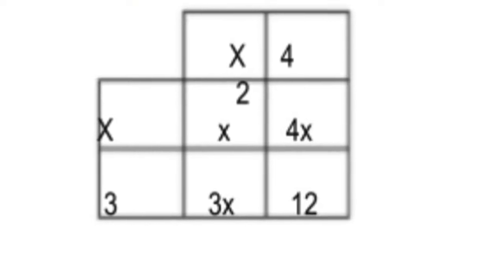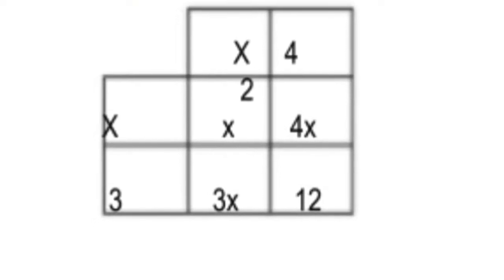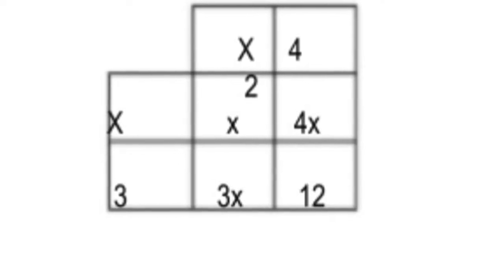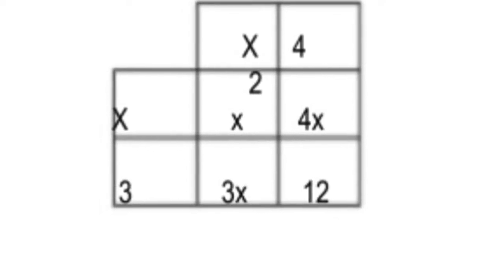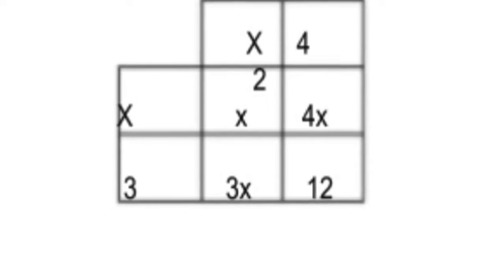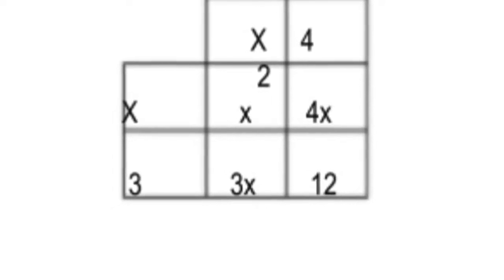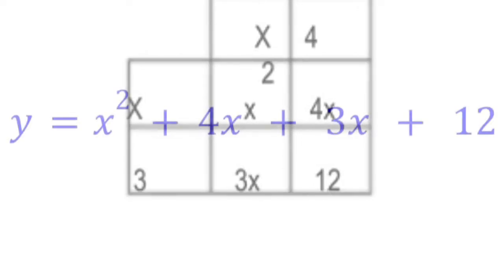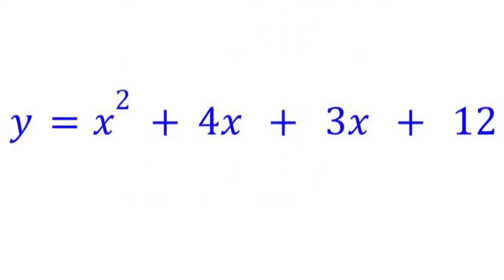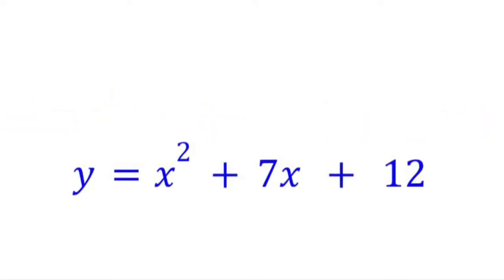So x times x is x squared, 4 times x is 4x, 3 times x is 3x, 3 times 4 is 12. And then I know that the answer in standard form is x squared plus 4x plus 3x plus 12. That's my answer in standard form, except not quite yet because I need to simplify a bit. I need to put the 4x and the 3x together, and then I'll have y is equal to x squared plus 7x plus 12.